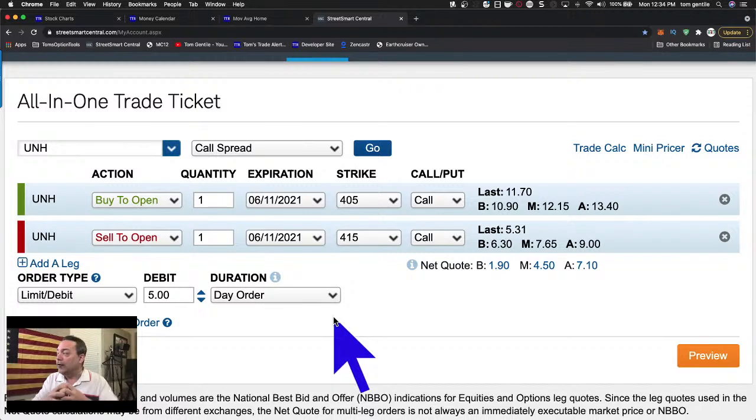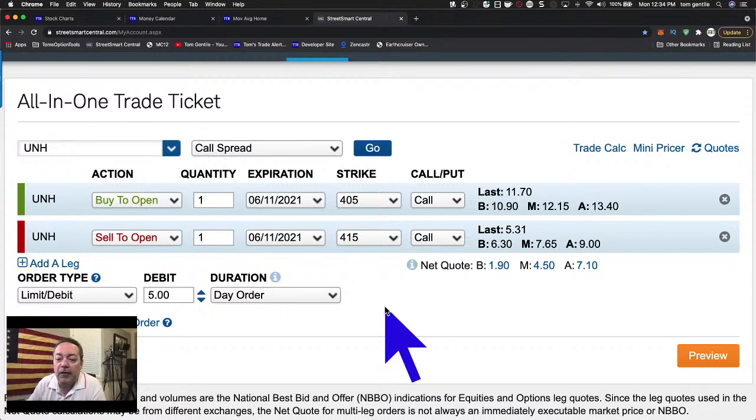You can increase your return on investment because now I know that I can make at but not over 100% gain. All right? But in order for that to happen, UNH has to be at or above $415 by June 11th or on June 11th. Then this trade maxes out in profit. Okay? So at this point, let me just look and see what I got on here.